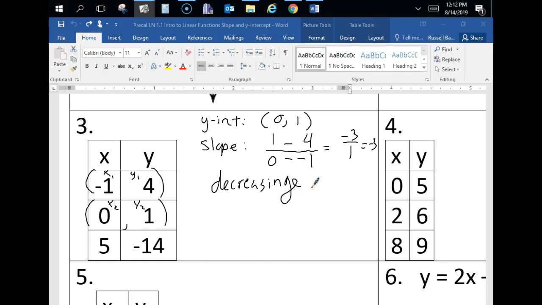I don't know why I put an E on the end of decreasing. I think I'm feeling like an old English person.